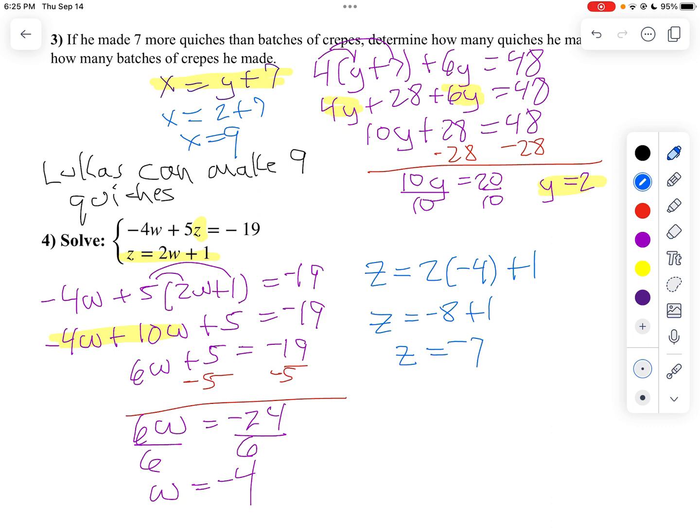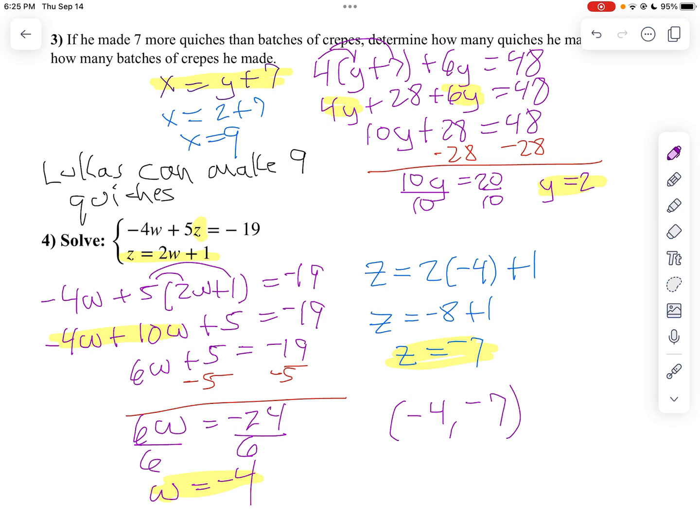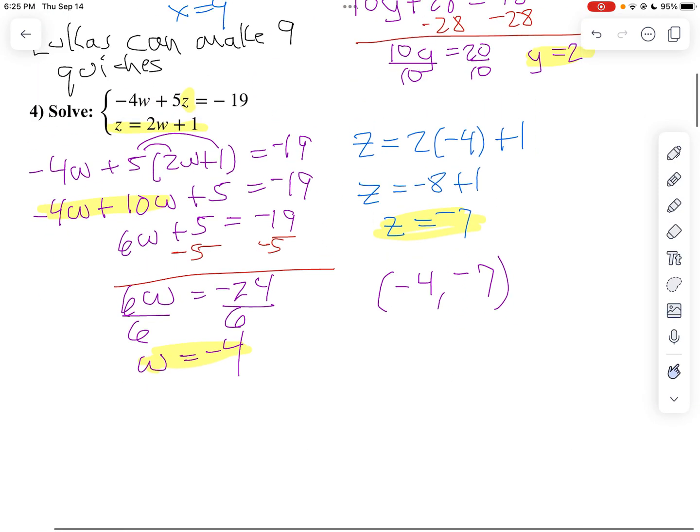You're fine leaving it like that. Z is negative 7. W is negative 4. But since we're talking about a system, W comes before Z in the alphabet, so I think it would be safe. Dang it. Always want to use my pen when I'm doing this, and I always forget. So W is negative 4, and Z is negative 7. So as an ordered pair, it'd be negative 4, negative 7. And I think that's it for the first page. Yeah, that's it for your first page.